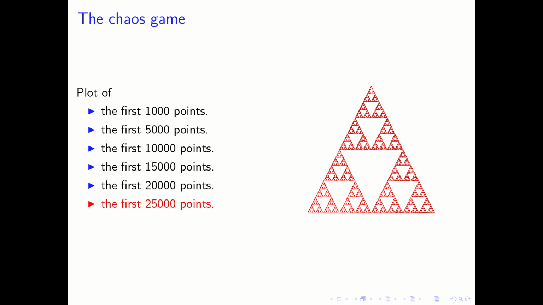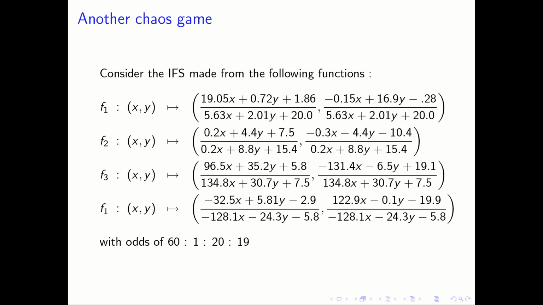Now, let me give you a final example of the chaos game. I'm not going to explain to you where these functions came from. There's a typo here. It's not F1, F2, F3, F1. It should be, of course, F1, F2, F3, F4. Here are the 4 maps. How did anybody cook these maps up? The answer is trial and error. Quite a lot of trial and error, in fact.